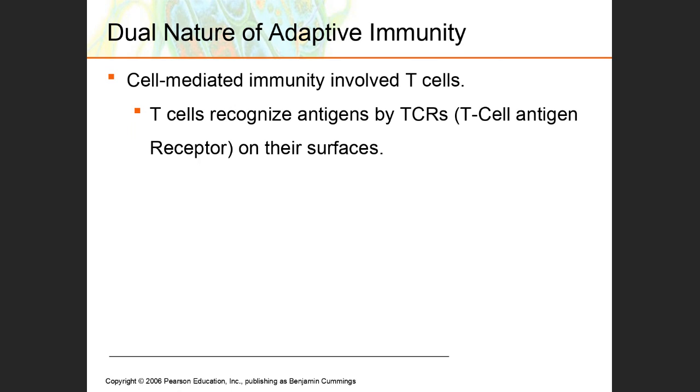The other half of your immune response is T cell mediated. And so we will talk about a few different kinds of T cells to see their involvement in the immune response. But it's a complex interaction of T cells and B cells and macrophages all working together to fight that pathogen.